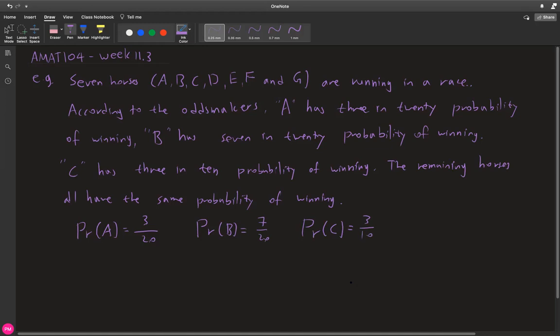And one thing we know about the rest of the horses is that the probability of D is equal to the probability of E, probability of F, and they're all equal probability. So they're equally likely to win. So knowing that, how would you find out the probability assignments for the rest of the 4 horses?